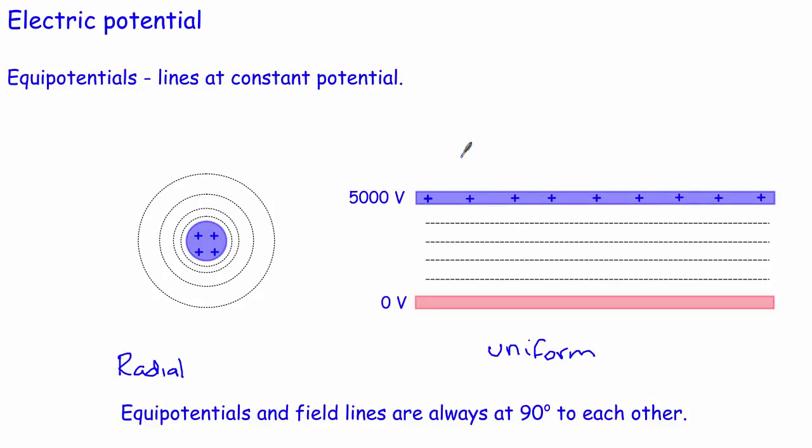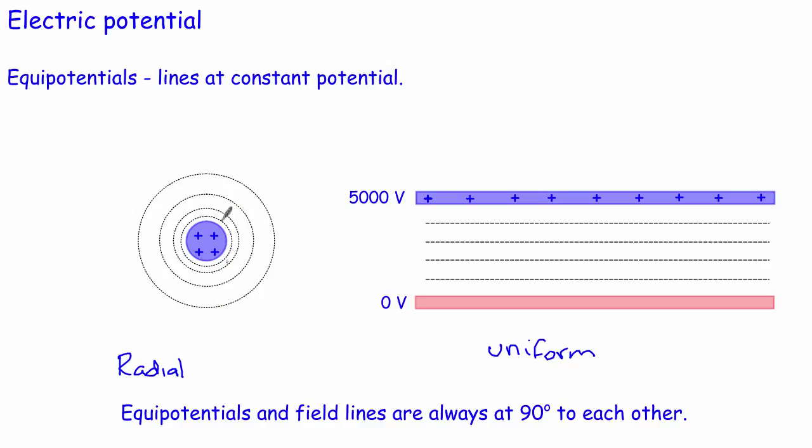So finally, we just want to have a look at equipotentials, because in the same way that we did with gravitational fields, we can draw lines that show us constant potential. And again, we've got a radial field and we've got a uniform field, and we see exactly the same sort of patterns that we did for gravitational fields. So for example, for a radial field, we can see that they form concentric circles around a charge.